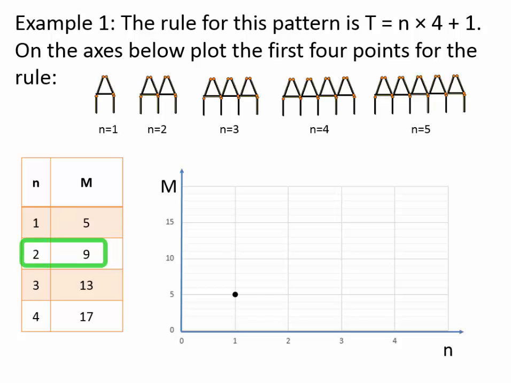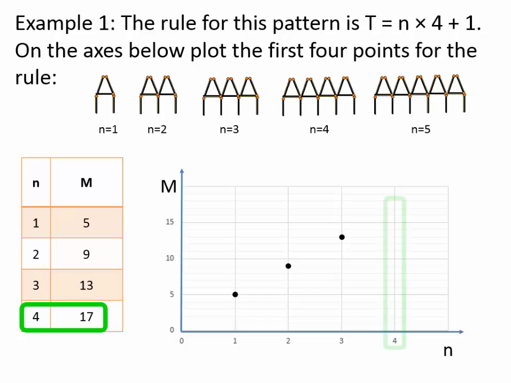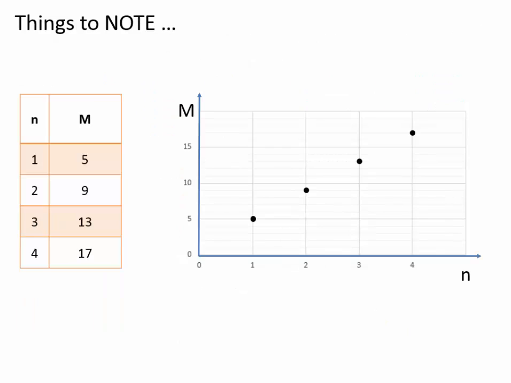Then we go to the second point. So 2 is on the horizontal, 9 is on the vertical, and draw your dot. And carry on until you've drawn all the dots. So 3, 13 will be 3 on the horizontal, 13 on the vertical, and draw your dot. And the next one you've got 4 and 17, so 4 horizontal, 17 vertical, and draw your dot. So that's what it looks like. No line in between, just 4 dots.